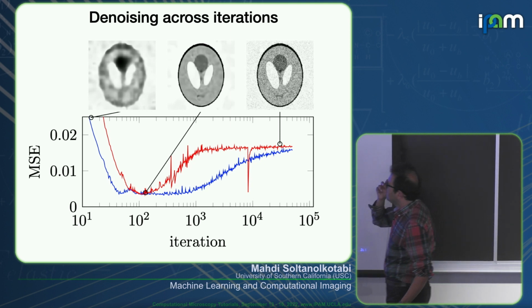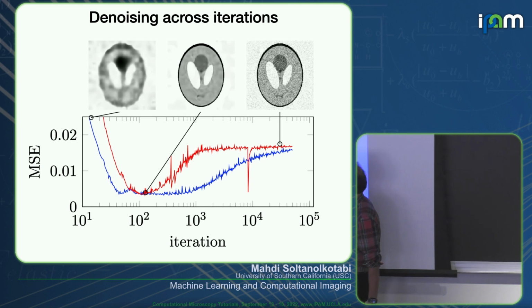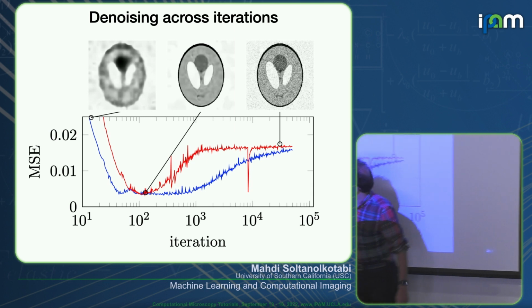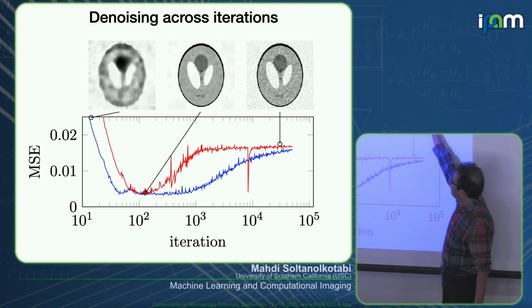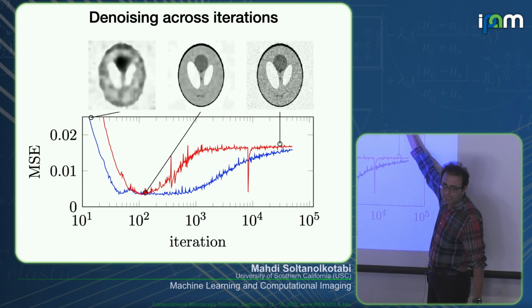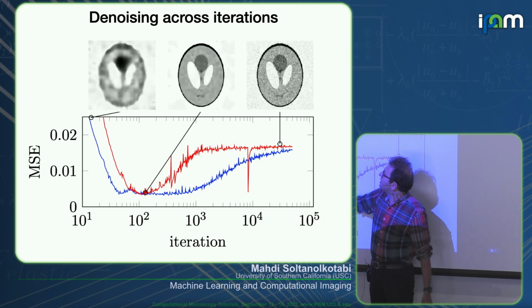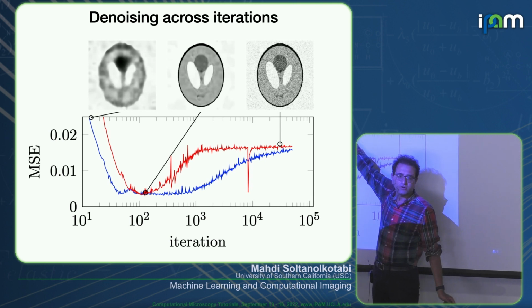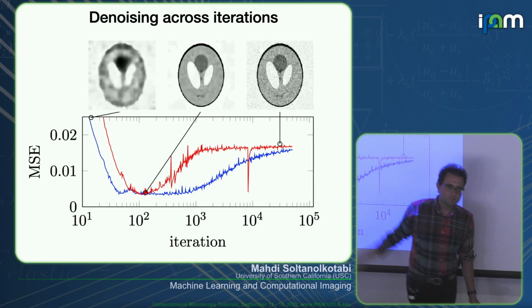And here's a different view. Because this is a rich network, if you keep on iterating, you will eventually get the noisy image. You fit that perfectly. But if you stop somewhere in the middle, you actually end up getting the denoised image back. It's really surprising.